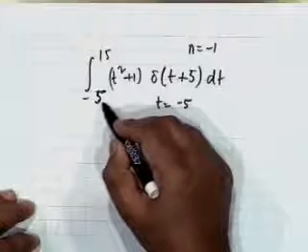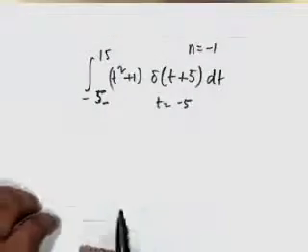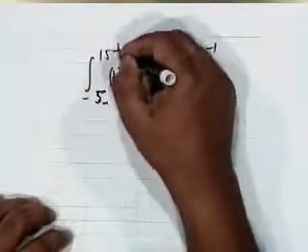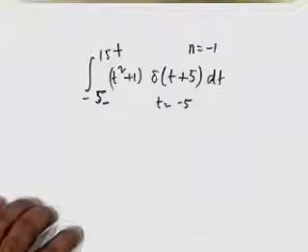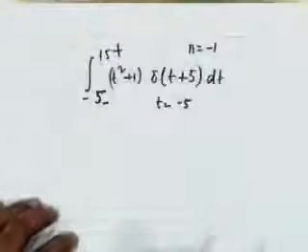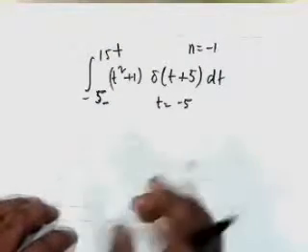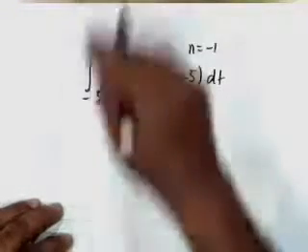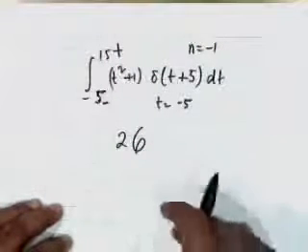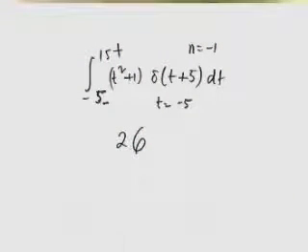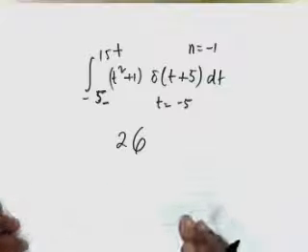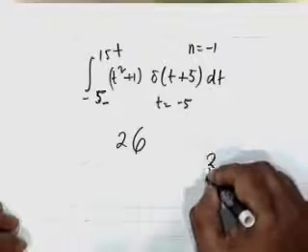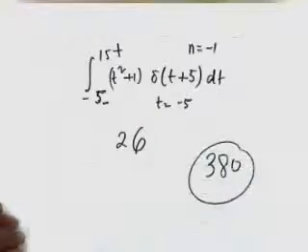It should have been minus 5 minus to 15 plus. It wasn't, and it should have been 15 plus. We cannot evaluate. Okay, I am glad you caught that. If it was minus 5 minus, then the value would have been 26. Similarly, for the other integrals, and the correct answer, if it was minus 5 minus and 15 plus, would be 380. This is the correct answer.